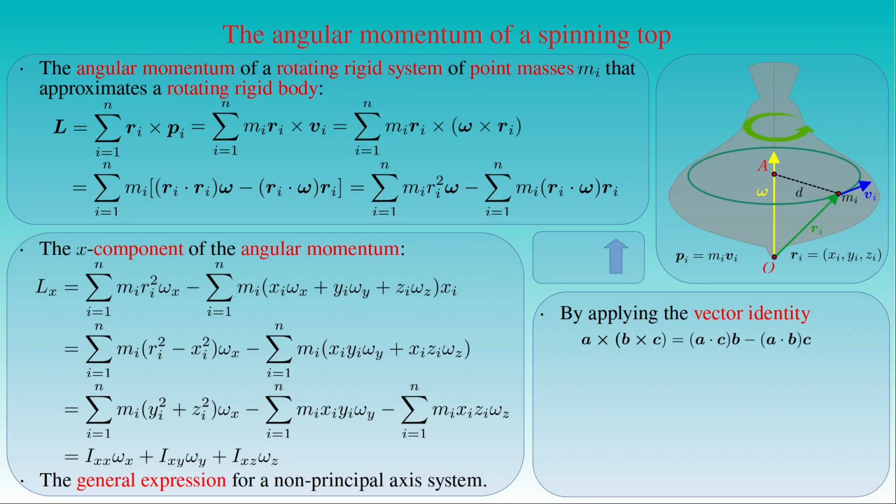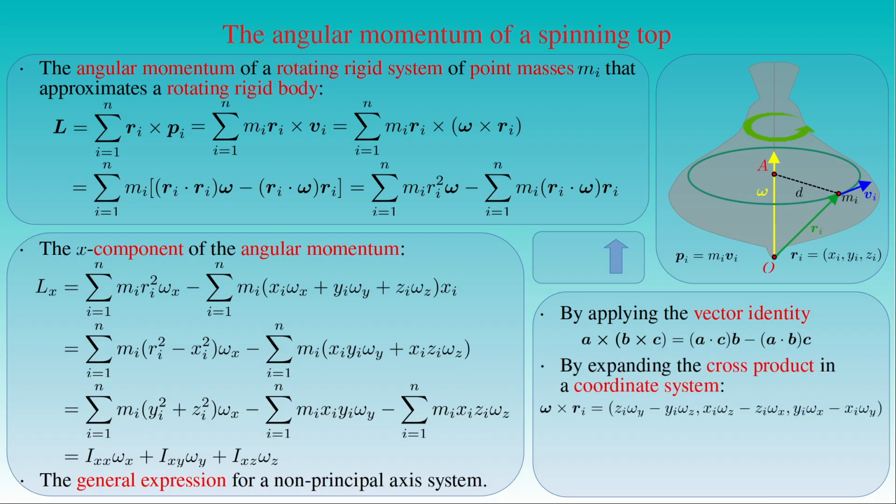Obviously, we obtain the same result if we expand the triple cross product of the vectors Ri, omega and Ri in the coordinate system instead of using the vector identity. The cross product of omega and Ri gives a vector with the components zi times omega y minus yi times omega z, xi times omega z minus zi times omega x, and yi times omega x minus xi times omega y. Then the x component of the triple product given by yi times the z component of the cross product of omega and Ri, minus zi times the y component of the cross product of omega and Ri, can be written as follows. yi times the difference between yi times omega x and xi times omega y, minus zi times the difference between xi times omega z and zi times omega x.